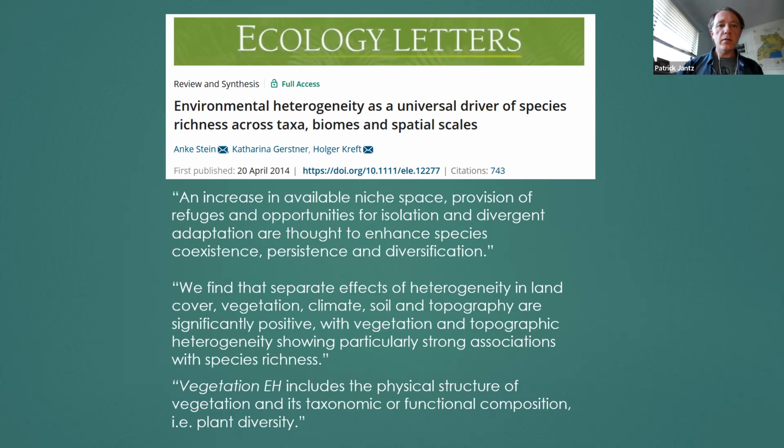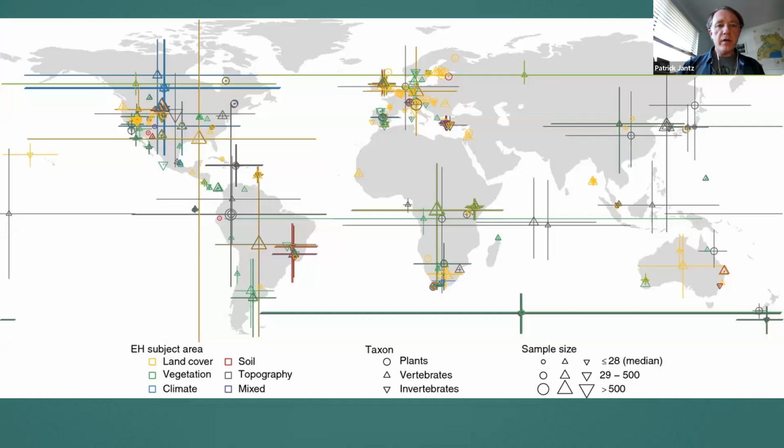I'm showing here, so this is Stein et al. in 2014, with this idea of environmental heterogeneity as a driver of species richness. And importantly, they include vegetation environmental heterogeneity as one of those elements of environmental heterogeneity, and they essentially define it as the physical structure of vegetation and its taxonomic or functional composition. But the idea is that heterogeneity should be positively related to species richness across taxa, in a general sense. And so they conducted a meta-analysis of many, many studies, from plants to vertebrates to invertebrates as the response variables, and so everywhere from the tropics to the boreal regions.